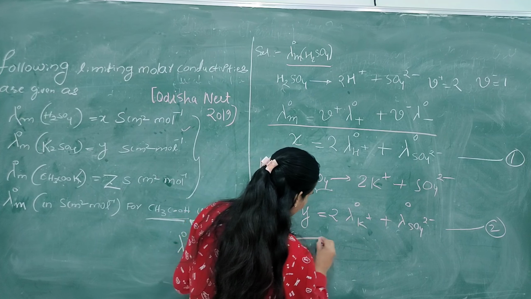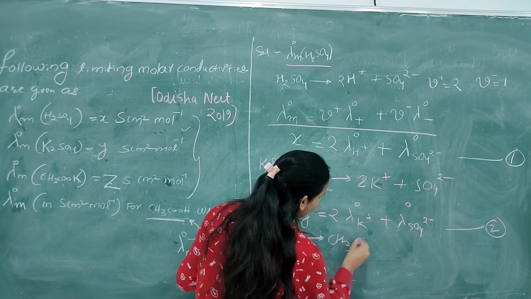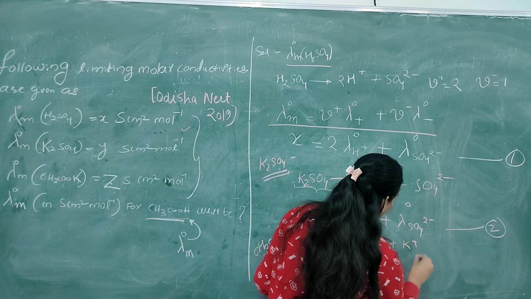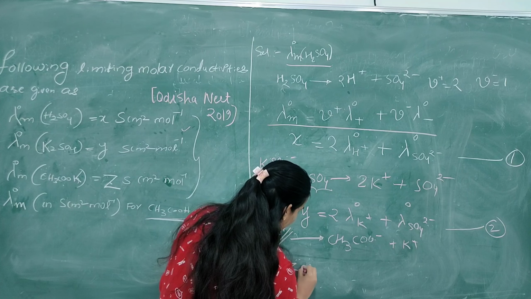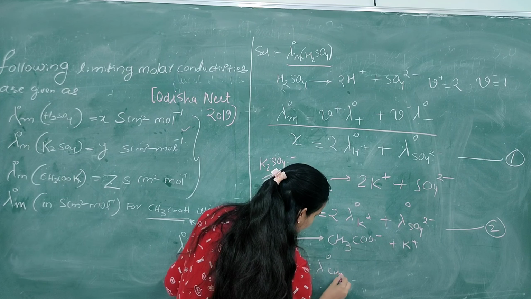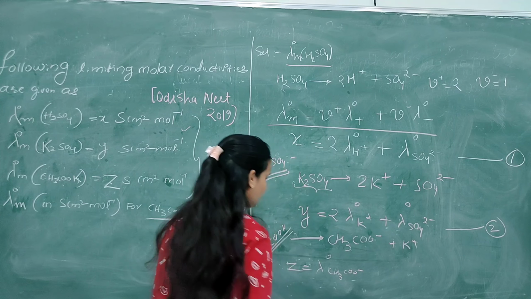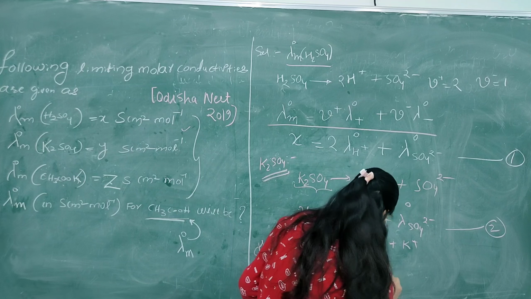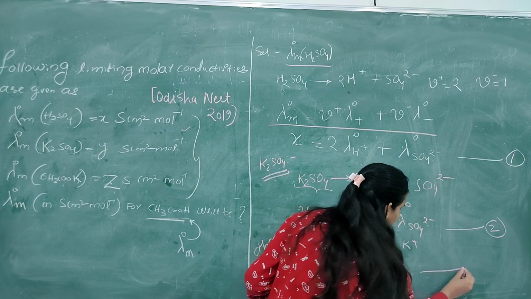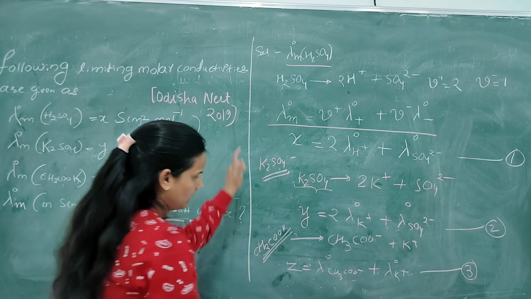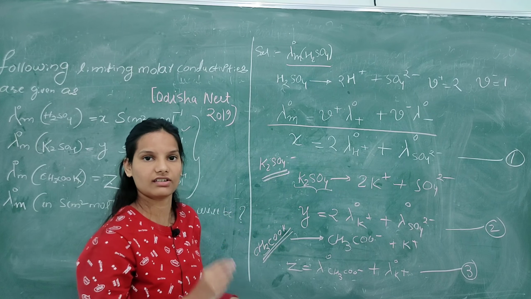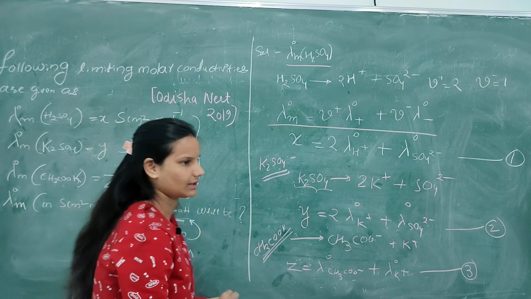How will it dissociate? Acetate ion and K positive. The equation will be Z equal to number of anion 1, lambda naught of acetate plus lambda naught of K positive. I hope you are getting these formulas. First dissociate every electrolyte and make these equations. This is a very important part to understand.